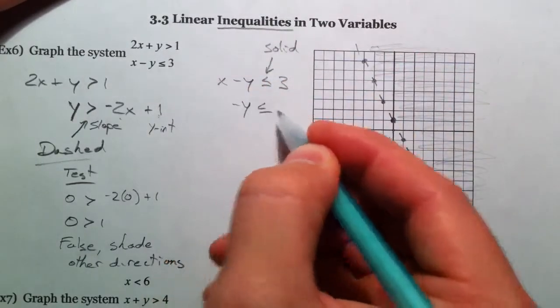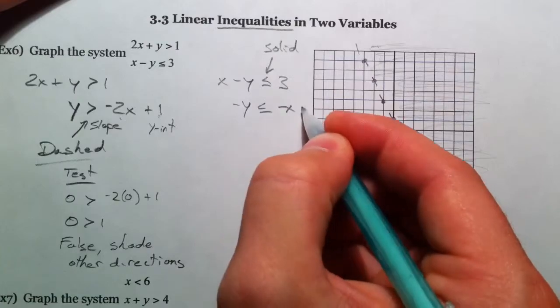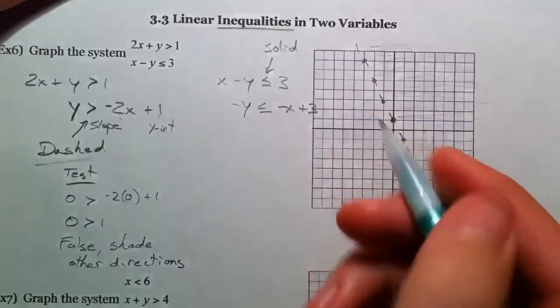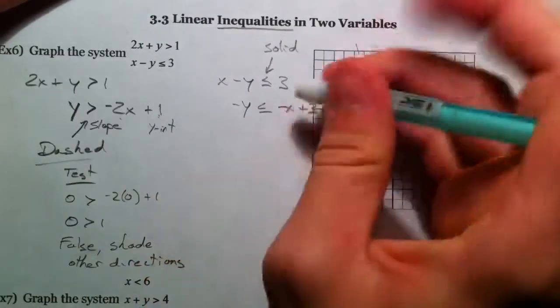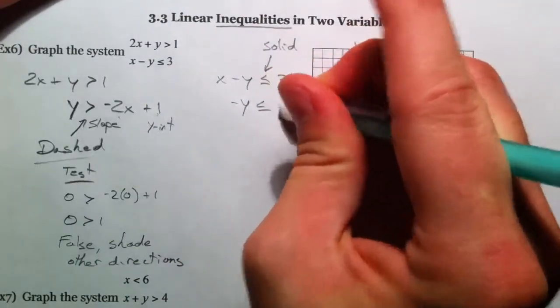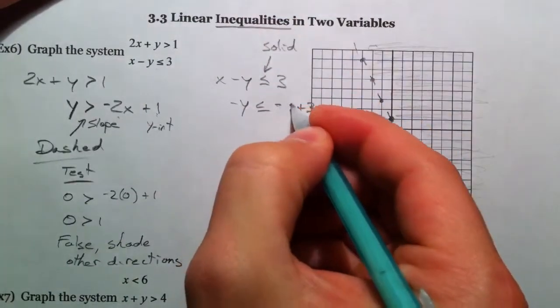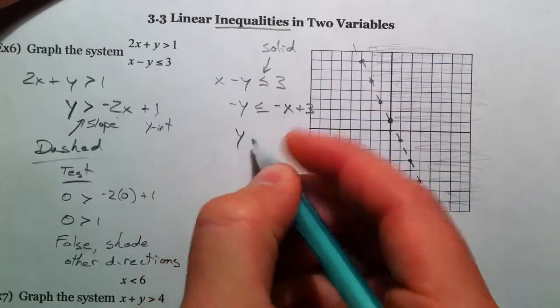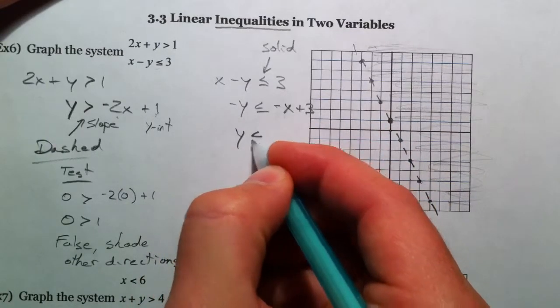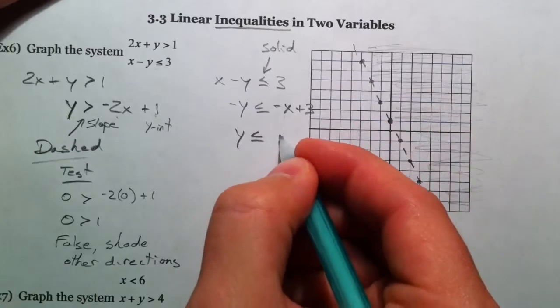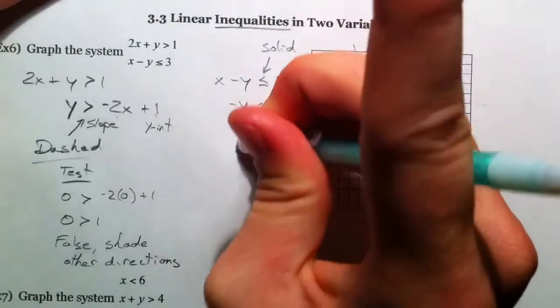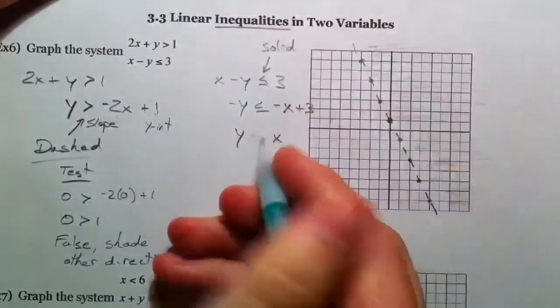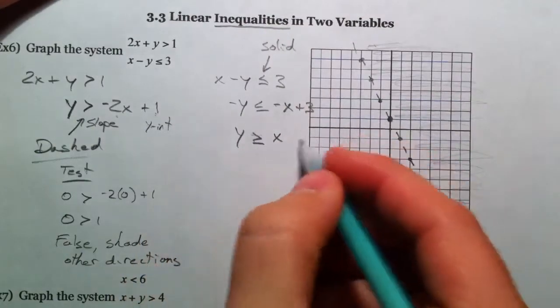Negative y is less than or equal to negative x plus 3. The thing to keep in mind is the only rule with inequalities when you start solving is if you multiply or divide by a negative, we're going to do that here. Divide by a negative 1 or multiply by a negative 1, whichever you're fancy. And I ignored my rule. It's greater than or equal to.